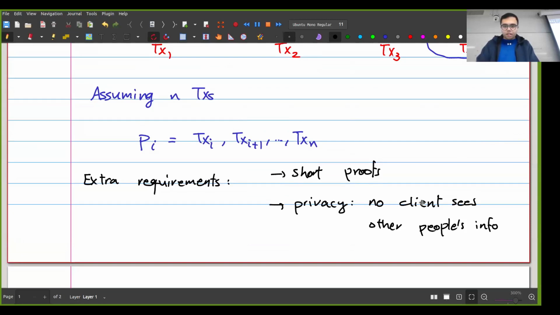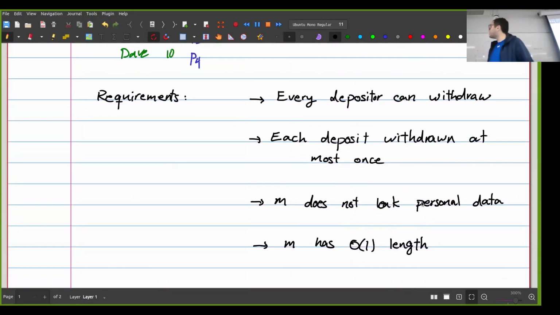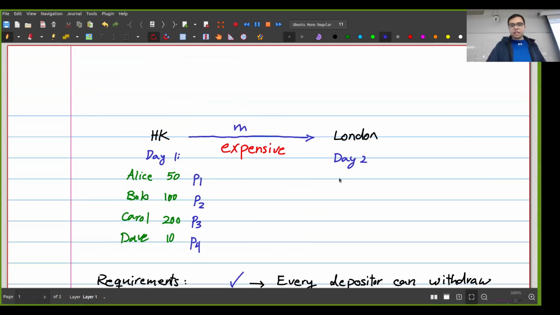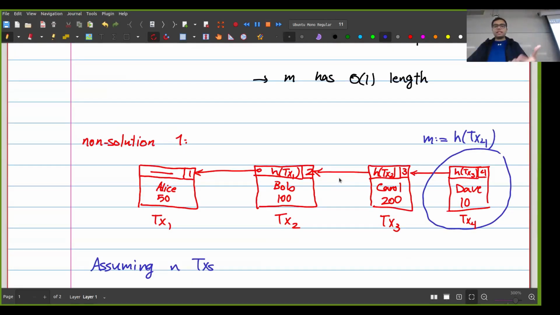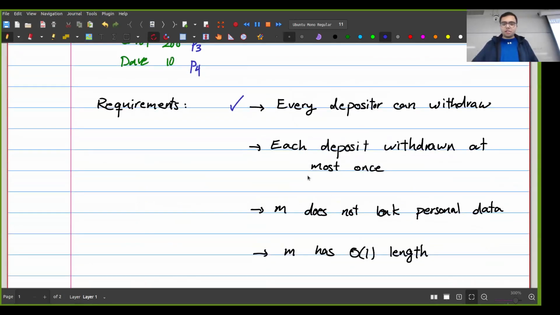But are these the only requirements that are not satisfied? Can we just check that these previous requirements are already all satisfied? So every depositor can withdraw, yes, because every depositor can prove that their transaction was actually in the linked list in the ledger. So we have this one. Each deposit can be withdrawn at most once. Well, this one is something that we can enforce on the side of the London branch, because the London branch can just remember which transactions have been paid out and just not pay out the same transaction more than once, right? And every transaction has a serial number, so they can just keep track of the serial numbers that are paid out. So this is easy.